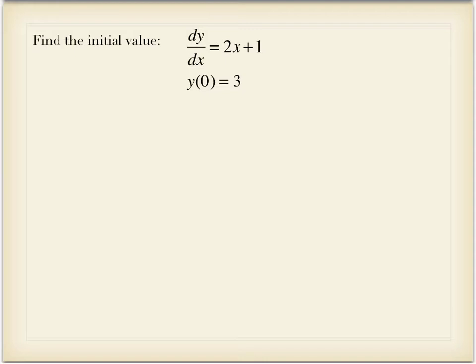All right, here's a pretty basic example for our first one here. We want to try to find the initial value. So they actually give us the derivative, dy over dx, is 2x plus 1. And when they give you this particular notation, y of 0 equals 3, that means that when x is 0, y is 3. That's what that notation means. That's a little bit confusing there, I think.